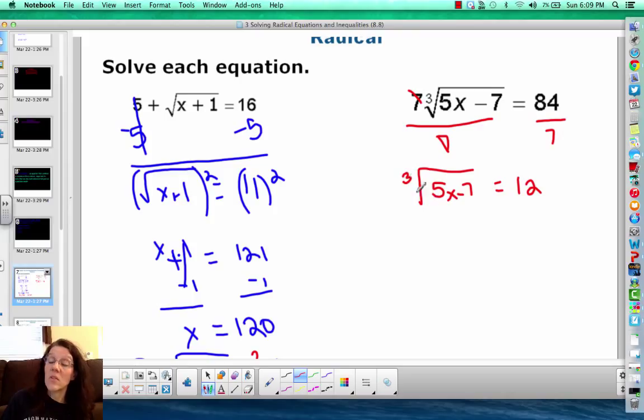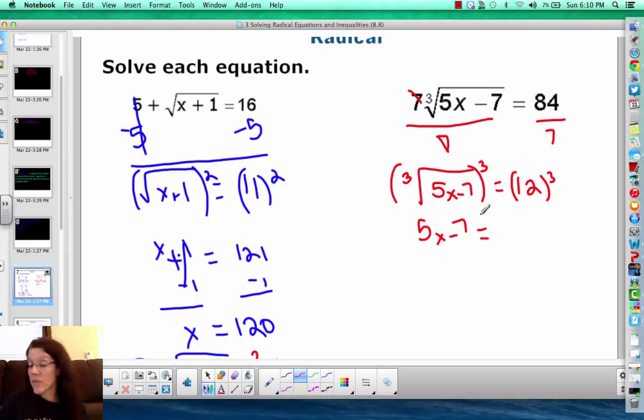So how do we undo the cube root of something? We take the cube of both sides. Cubing a cube root simply gets rid of that radical sign. So I'm left with 5x minus 7. And now I need to know what is 12 cubed. I don't know that off the top of my head, so I'm going to use my calculator to help myself out. And we get 1,728.